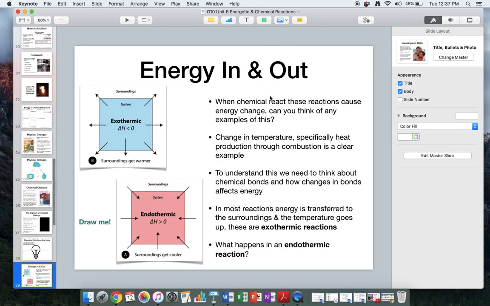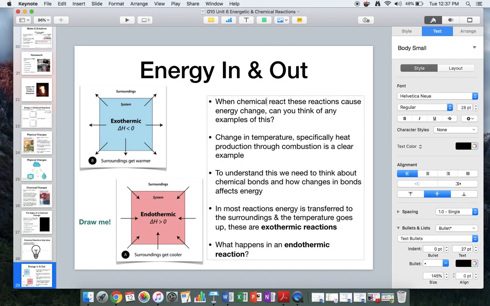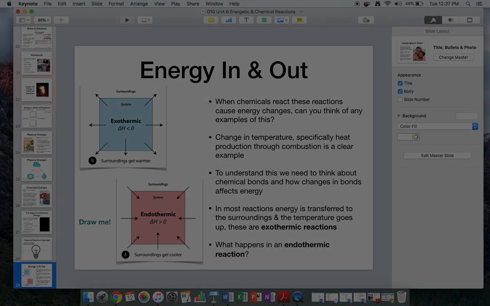No, I missed a typo. Energy changes. Look at that, 2 typos.